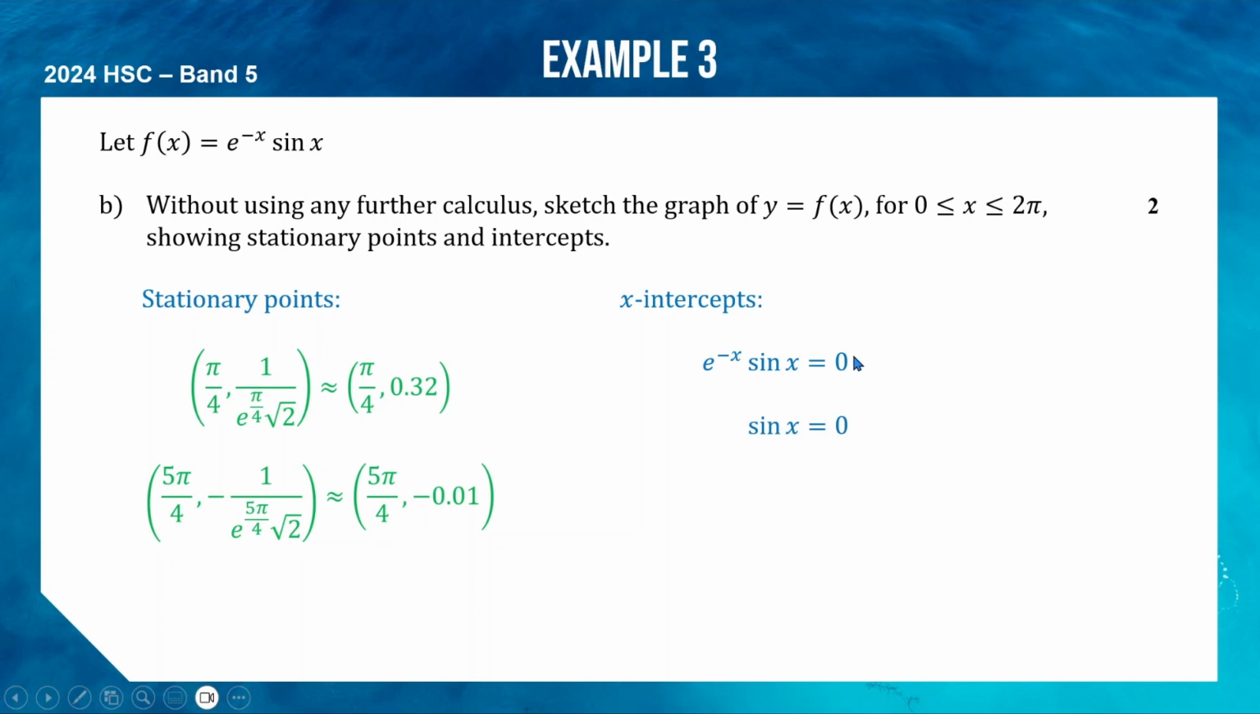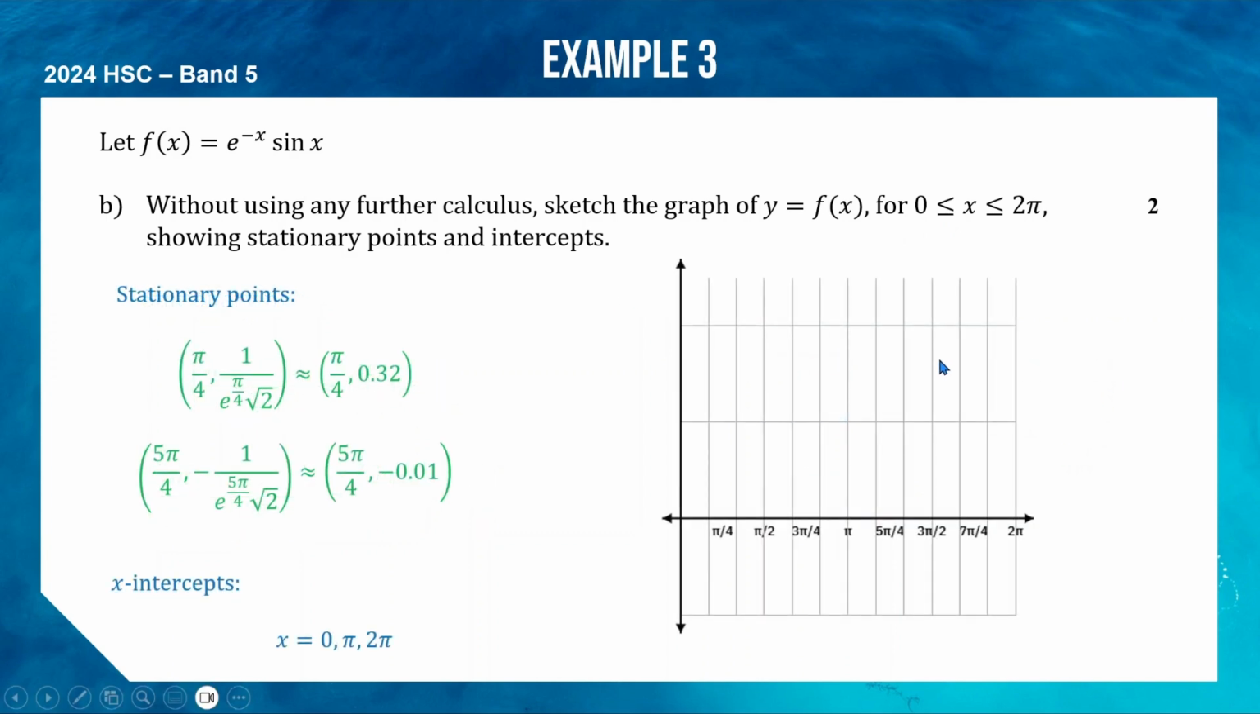We just want to see where sine x is equal to 0, so we picture our sine graph between 0 and 2 pi. Sine is equal to 0 at 0, and then pi, and then 2 pi. So just thinking of the graph of sine x, here is where sine x passes through the x-axis: 0, and then pi, and then 2 pi. Okay, so we have our 3 x-intercepts.